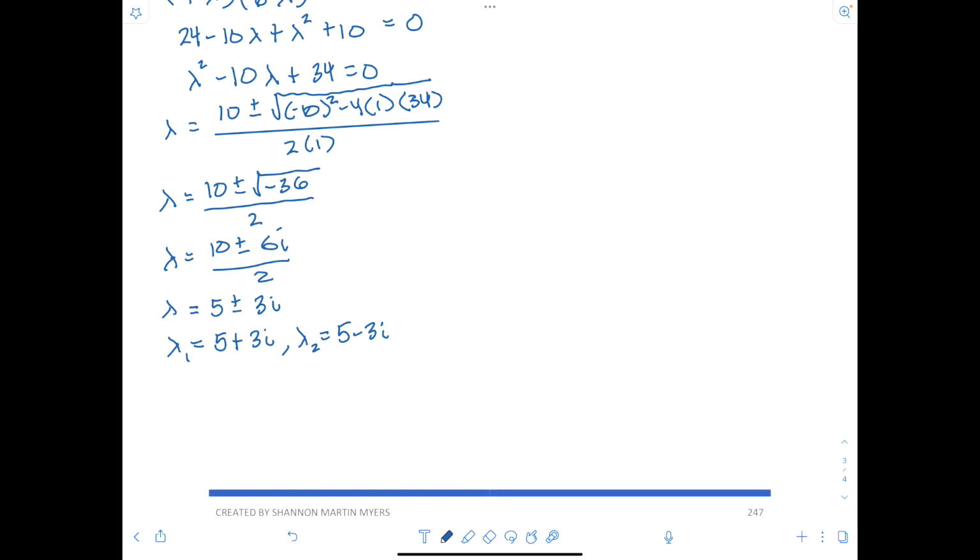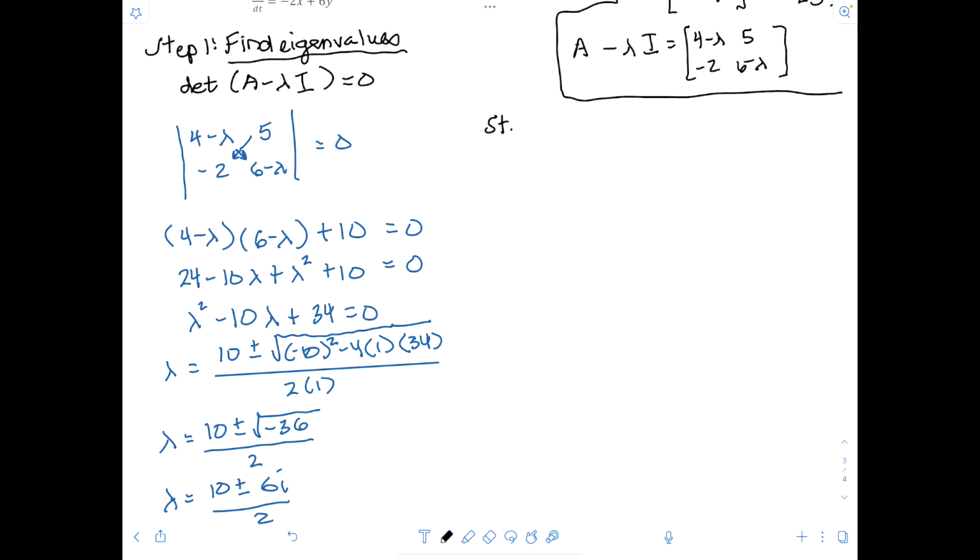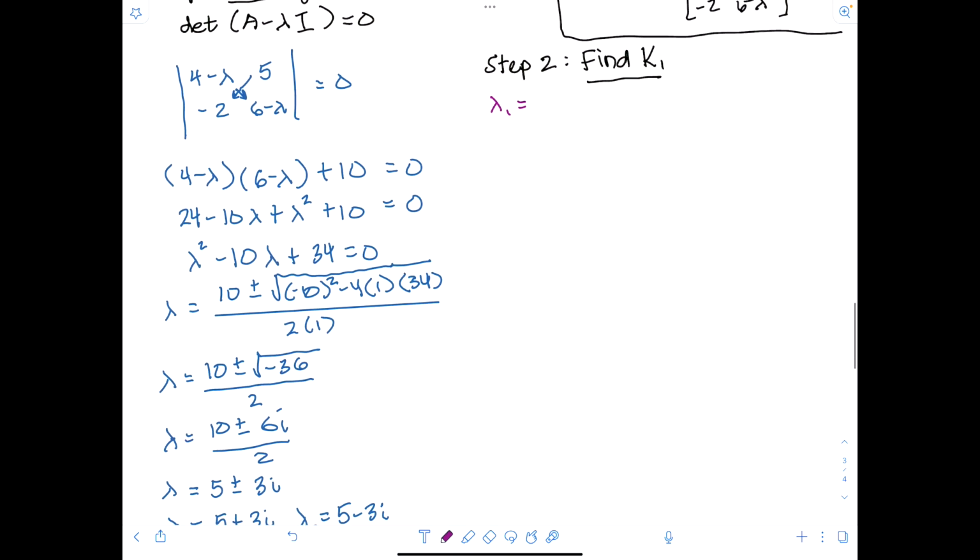Groovy? All right, so the next step, we do this one a little differently, remember, because for this step, we really just need to find the vector k1, and then we get our whole solution. So let's do this. We're using lambda 1 only, and for that lambda 1, our alpha was equal to 5, and our beta was equal to 3. So we have 5 plus 3i. So alpha equals 5, and beta equals 3.